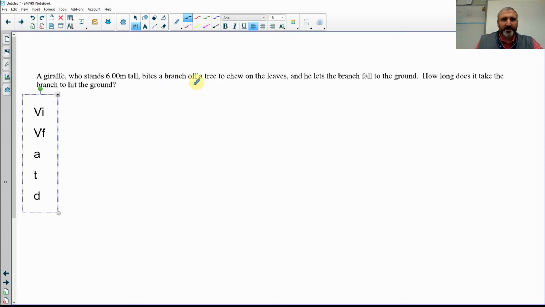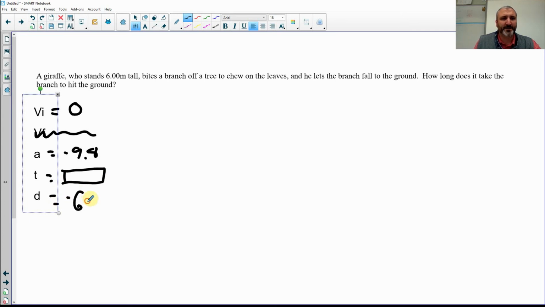Next, a giraffe who stands 6 meters tall bites off a tree branch to chew on the leaves. He lets the branch fall to the ground. How long does it take the branch to hit the ground? So now, again, we're dealing with something that's being dropped. So the initial velocity is 0. The final velocity we're not asked about because it's falling. The acceleration is negative 9.8. The time, excuse me, is what we're looking for. And the displacement is negative 6 meters. And that's really important because the thing falls 6 meters. So we have to remember that that's a negative 6 for the displacement.